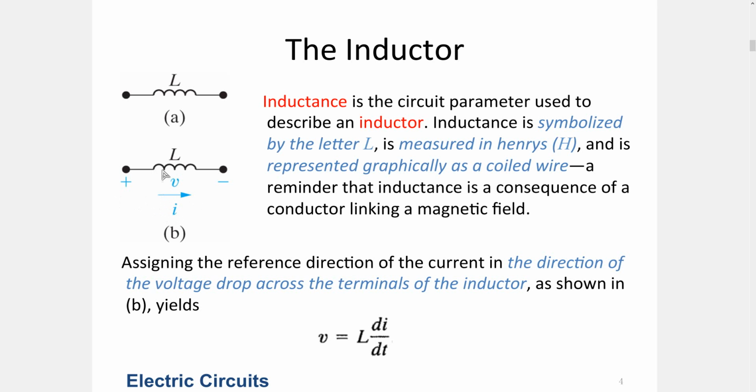The relationship between the voltage and the current is what makes the inductor interesting. Basically, the voltage across the inductor is proportional to the inductance and also proportional to the time derivative of the current through the inductor. Basically, voltage equals L times di over dt. This is interesting because the voltage is proportional not directly to the current, but to its derivative.